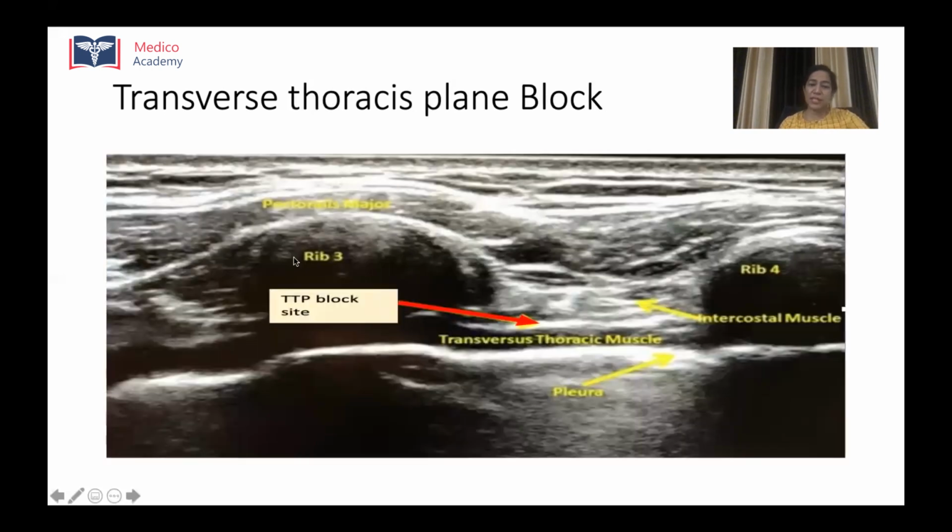So like we see, this is the rib and this is the pectoralis major muscle. Just underneath the pectoralis major muscle is the intercostal muscle, and there is a thin paper-like muscle that's called the transversus thoracis muscle. Just underneath this is the pleura. So there's a plane underneath the transversus thoracis muscle, in between it and the pleura. So we have to target a plane in between the TTM as well as the pleura.